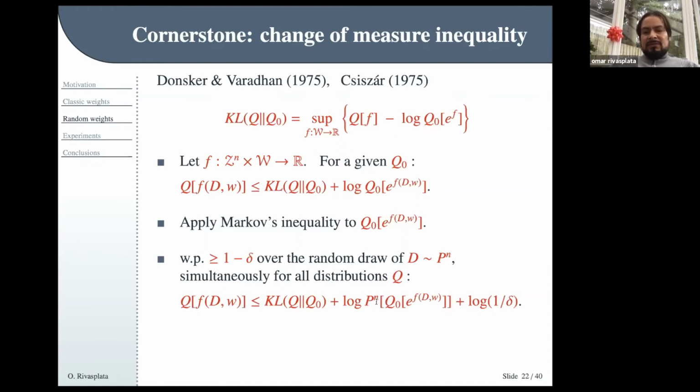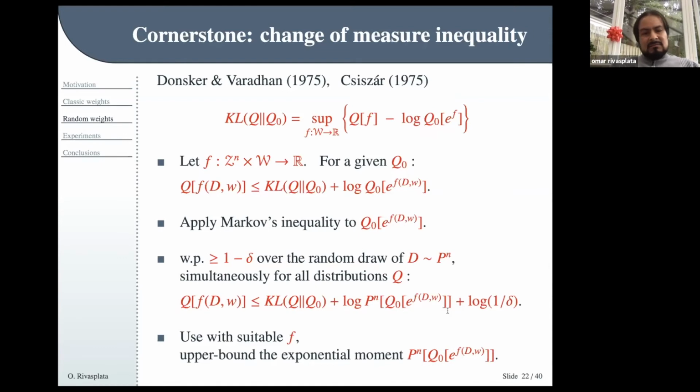From there, in order to derive specific PAC-Bayes bounds, you choose a suitable function F, a convenient function that has some properties. The main concern would be how to explicitly evaluate this exponential moment term. Typically in the literature you choose a function for which this exponential moment term can be controlled in a good way, and then you're done. So this is a general recipe for deriving PAC-Bayes bounds. A specific PAC-Bayes bound amounts to choosing a specific function to use in this inequality.